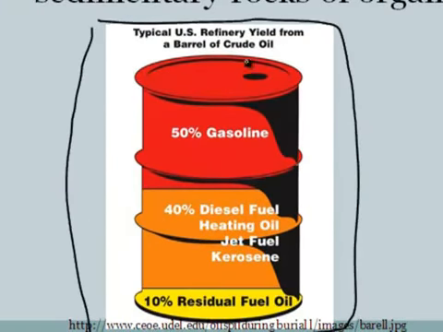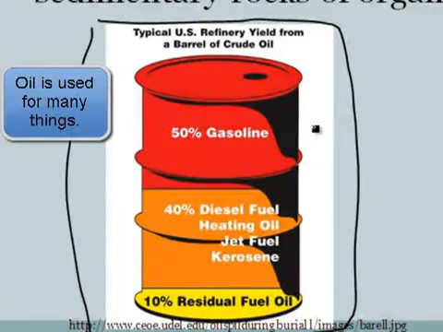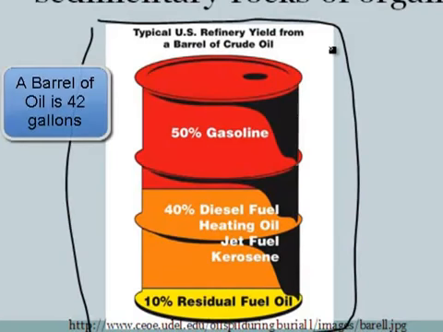This illustration right here, I'm going to talk some more about a little bit later, but it talks about what a barrel of crude oil is used for. The barrel is the unit that they use to measure crude oil. I believe it's like 42 gallons. I don't know exactly, but yeah.